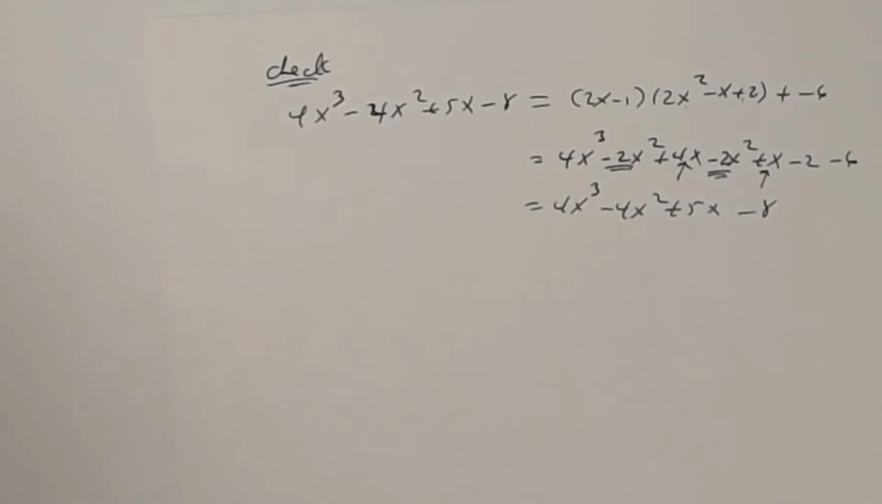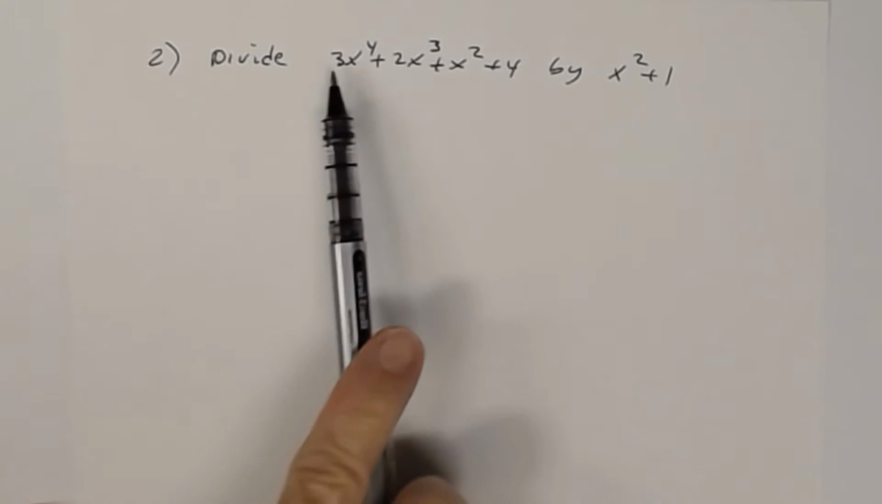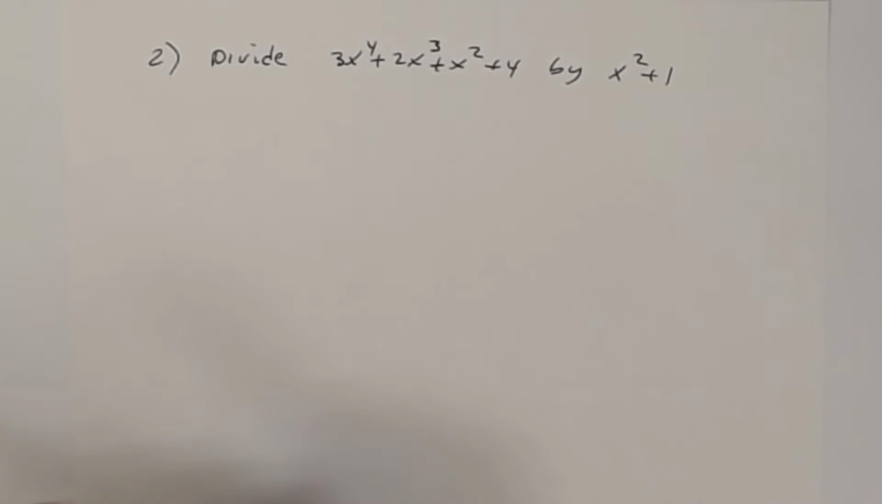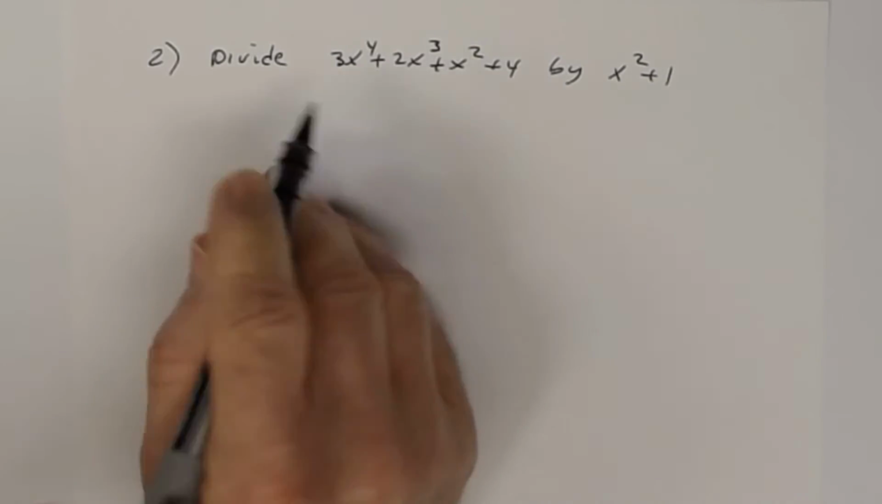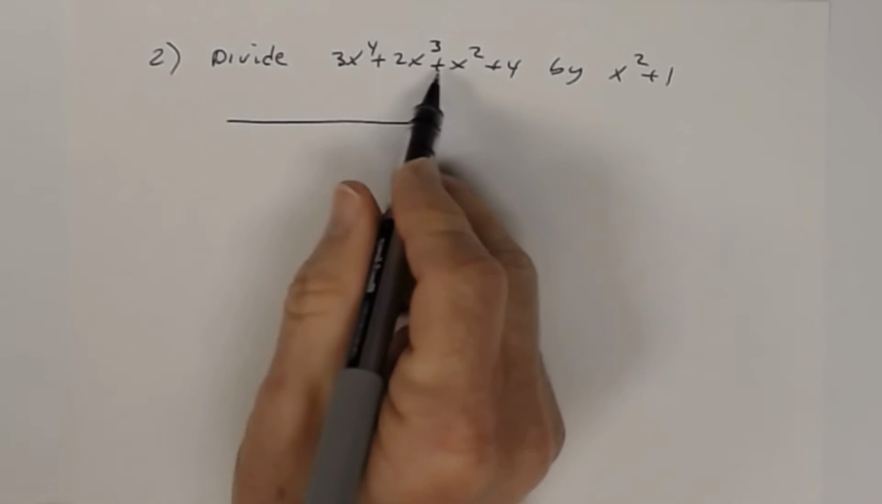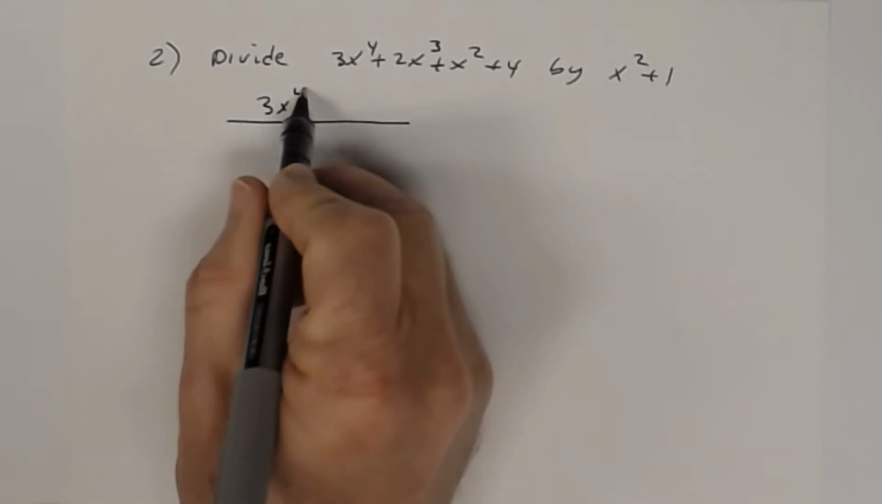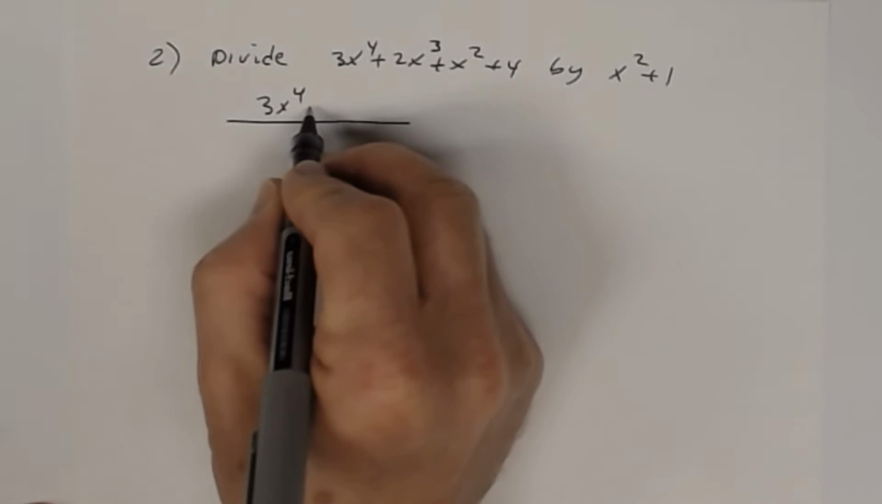Okay, let's look at number 2. Okay, so here's number 2. So the direction says this: divide this polynomial by this polynomial. Okay, so remember, you may want to rewrite it as a rational expression first. You may want to say, rewrite this as 3x to the fourth, and let's put this in descending order, which it already is. See, it's already in descending order.